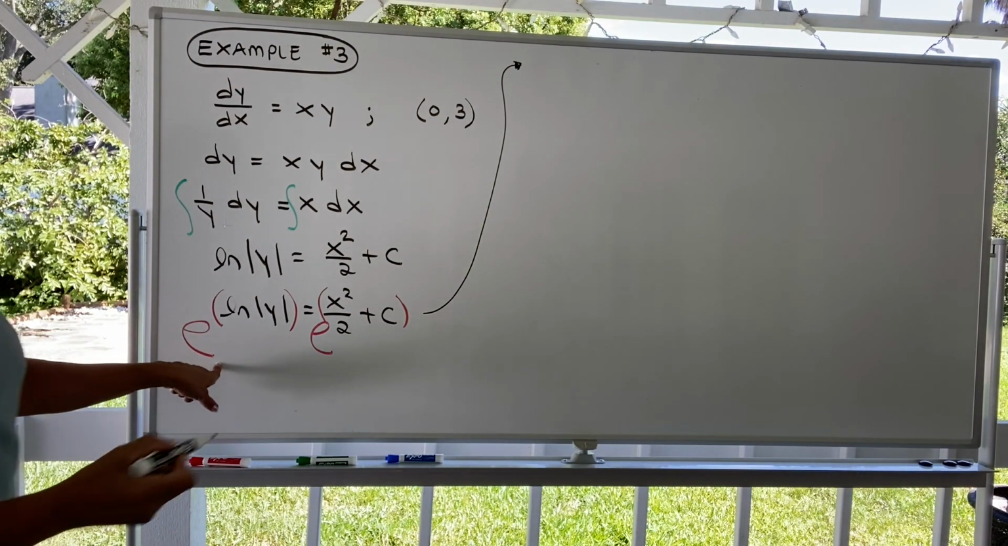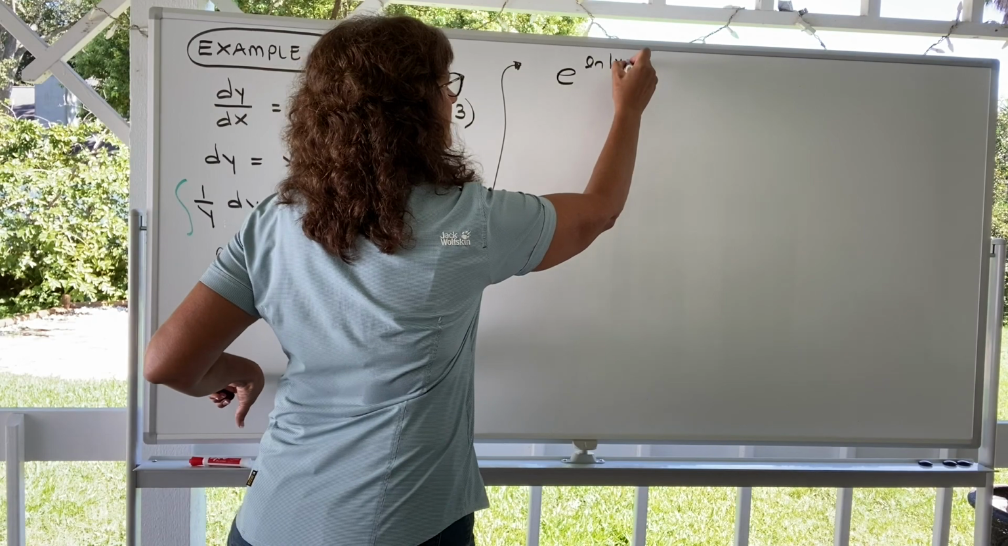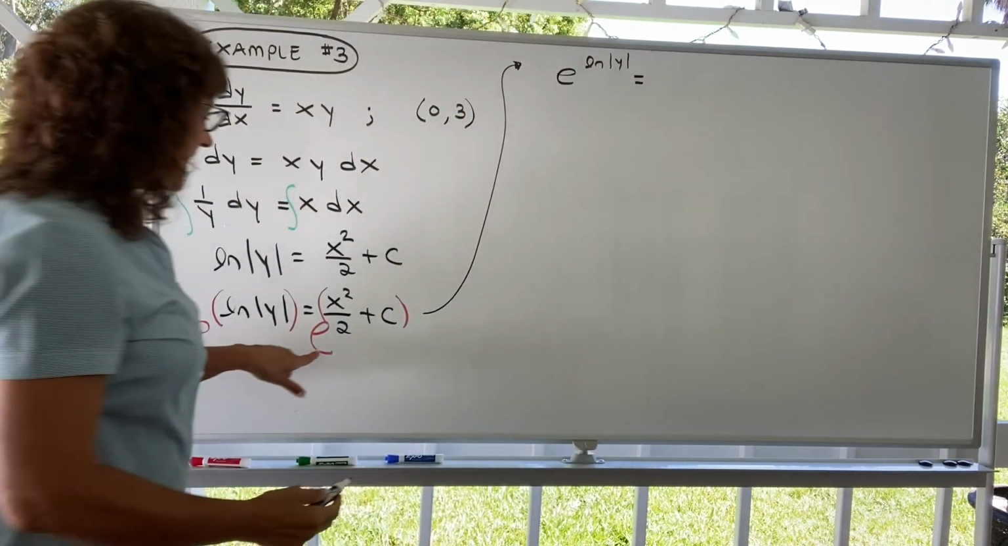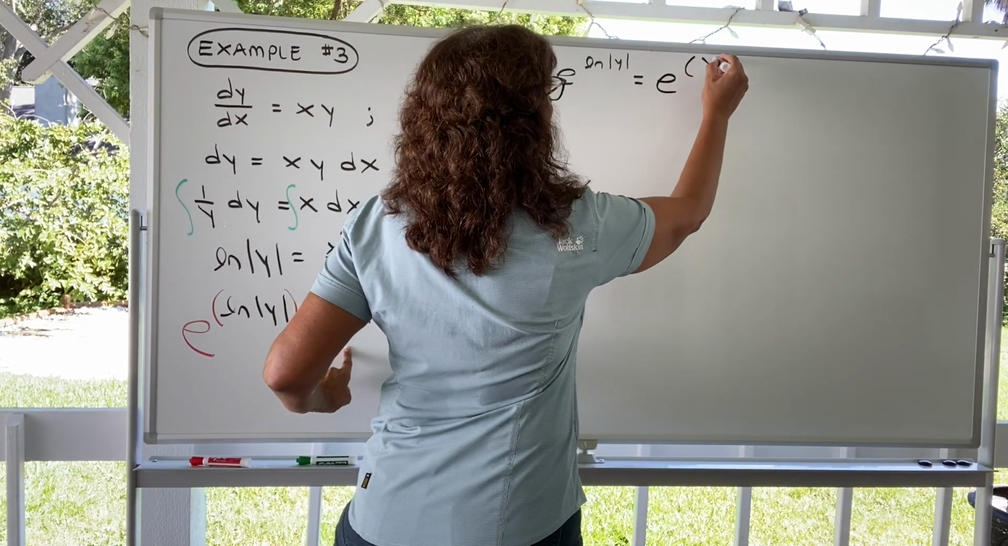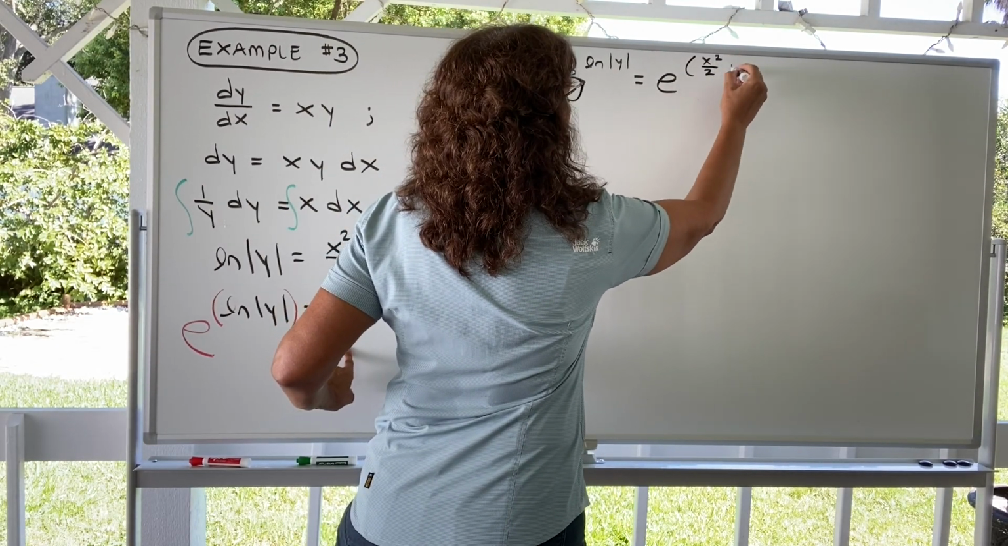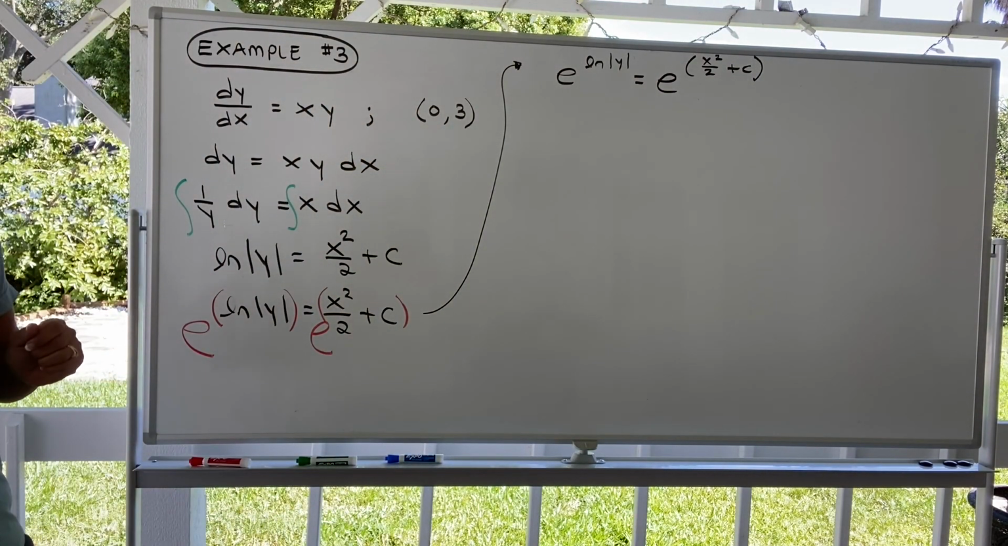So what do I have here? On the left side, I have e raised to the natural log absolute value y. And on the right-hand side, I have e raised to the x squared over 2 plus a constant. So I have this, okay? So this is what I need to do, right?